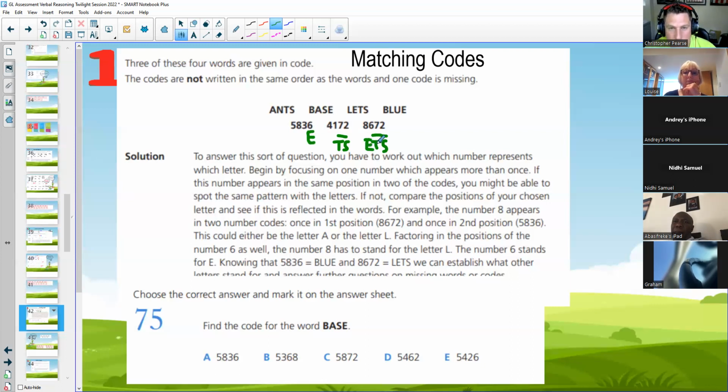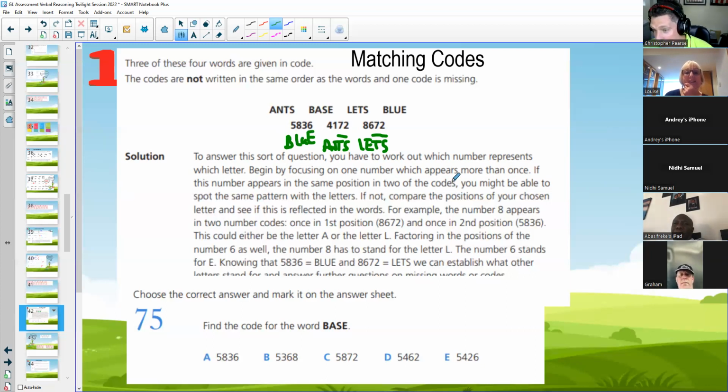Now, this enables me to know that this 8 is actually an L, because you've only got 1 word which has got the E, T, and S. So that makes that let's. I would write a little bit smaller if I was doing this in the exam. This one, therefore, is ants. So ants goes in there. And then this one, because we know the 8 was an L, we learned that from let's, that makes that blue.